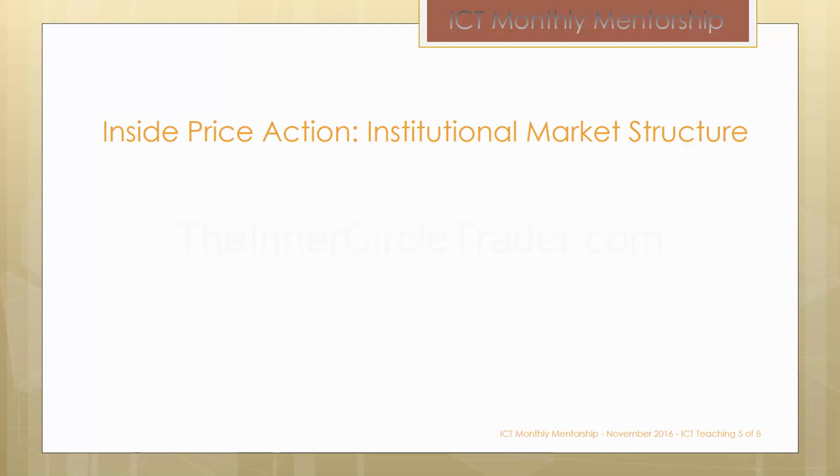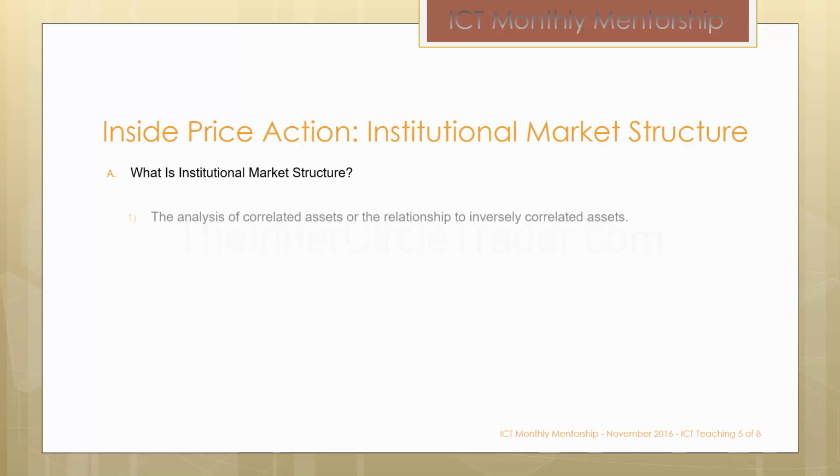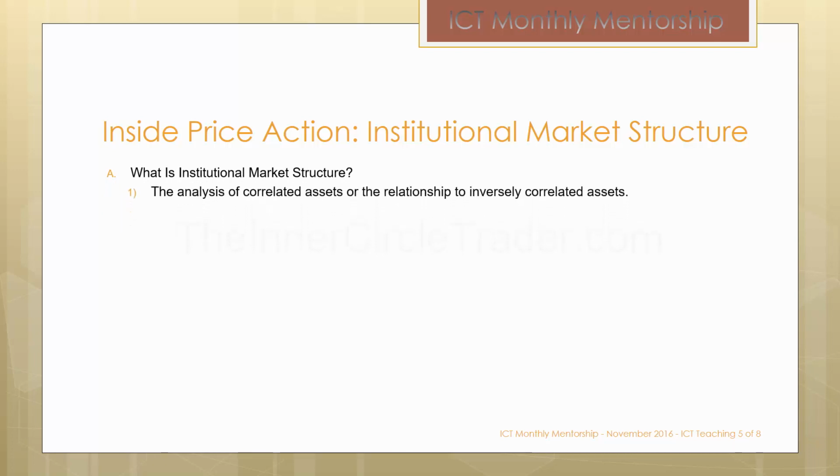Okay, we're looking at inside price action, institutional market structure. Okay, now what is institutional market structure? It's the analysis of correlated assets with a relationship to inversely correlated assets. The purpose is to determine what the smart money is accumulating or distributing.